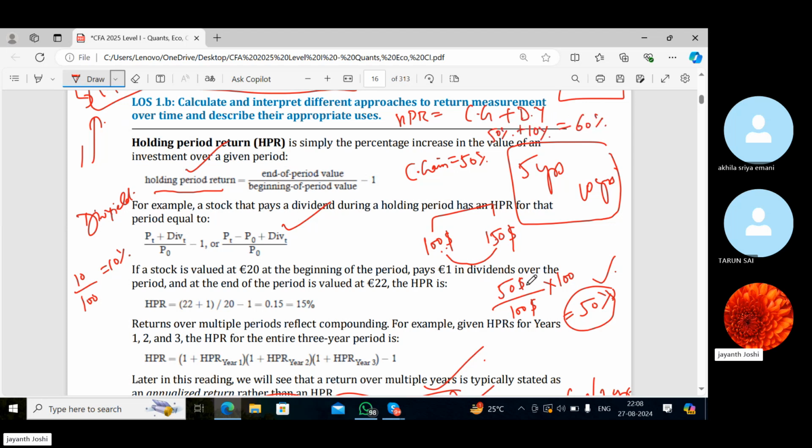Or else you have a formula directly. 150 is your current value of the stock, 100 is the previous value, dividend is $10, divided by $100. So again you get 60%. Make a note of what I've explained and do the calculation here.